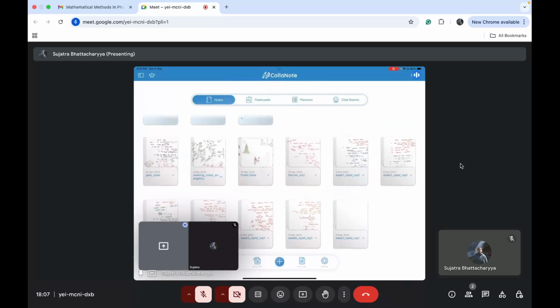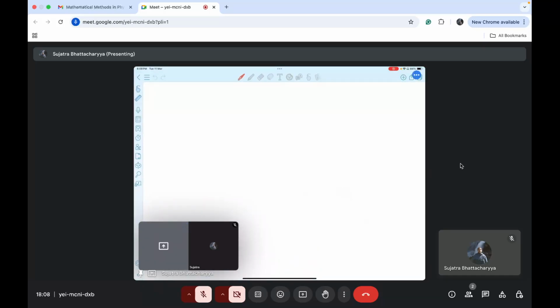Fine. Let's now come to the week 7, the contents of the week 7. So this is the week 7 problem solving session on the course Mathematical Methods in Physics 1. Right. So this particular week's lecture is designed for giving the concept of the Laplace transform. This is the Laplace transform.